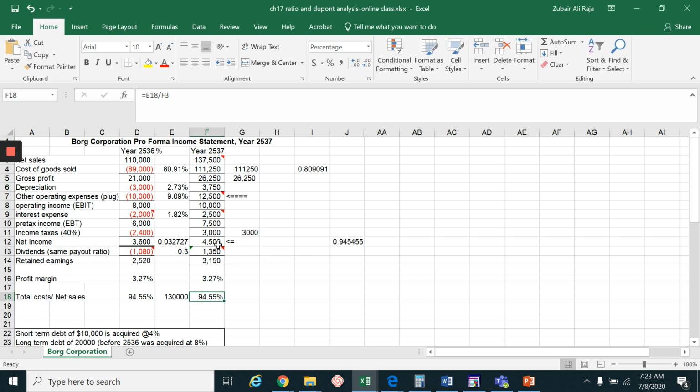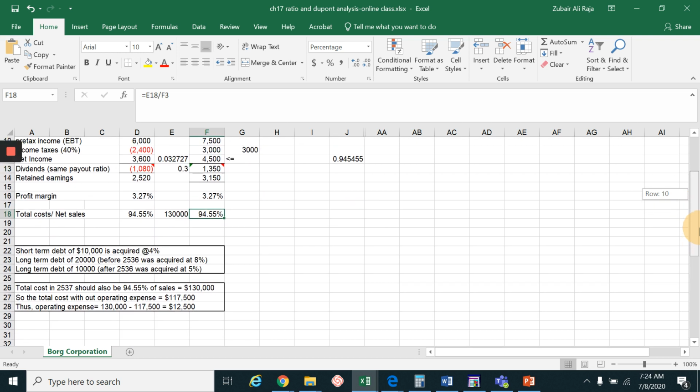We'll arrive at the net income, which is 4,500. And one of the assumptions is that the 30% dividend payout ratio will remain the same. So 30% of 4,500 is 1,350. We'll arrive at the retained earnings, which is 3,150, right? So the profit margin will remain the same, because if you are saying that your total cost to net sales ratio will remain the same, it essentially means that your profit margin will also remain the same. So this is how the pro forma income statement of the company is generated.